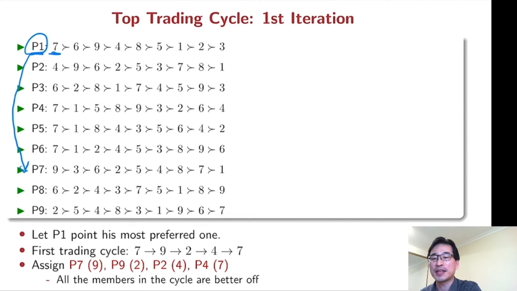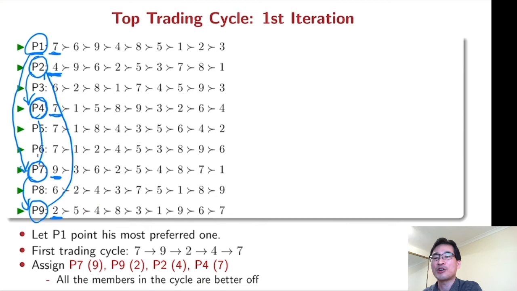Okay, and then 7 is going to point 9's office. And 9 is going to point Professor 2's office. And Professor 2 is going to point 4's office. And then Professor 4 points 7's office. Now we have a trading cycle.